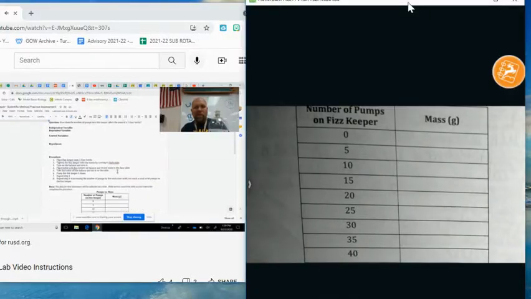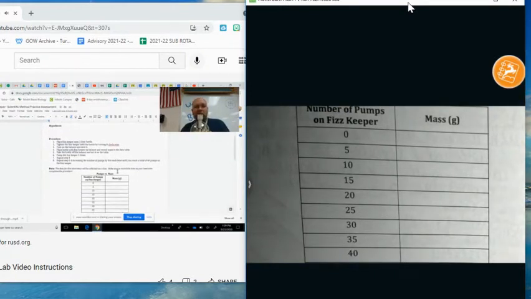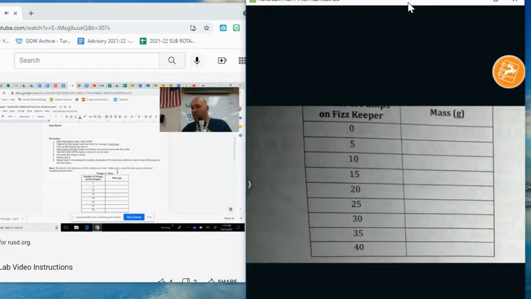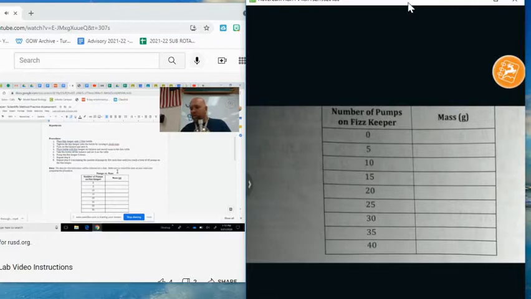Okay, so the procedure. Place the Fizz Keeper onto a 2-liter bottle. I just did that. Tighten the Fizz Keeper onto the bottle by turning it clockwise. Turn on the balance and zero it. So I'm going to turn on the balance, zero it, so that the numbers go to 0 before I weigh the bottle the first time.